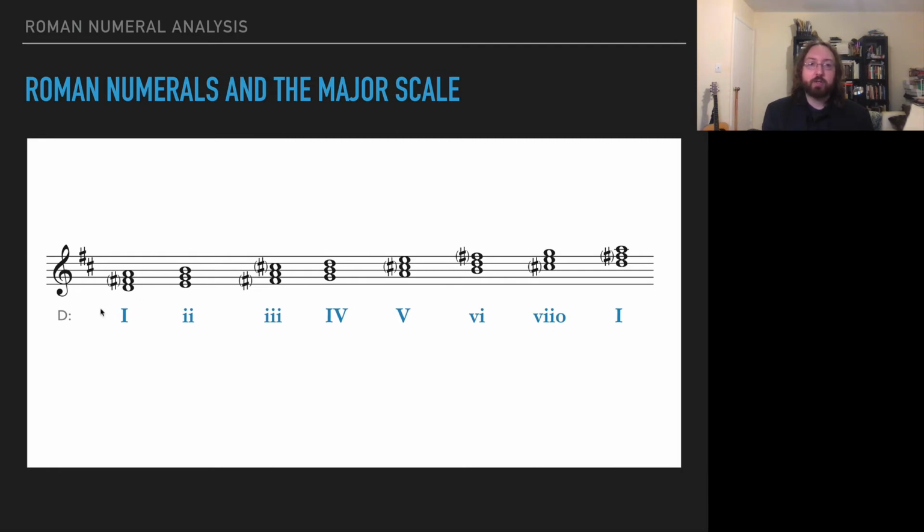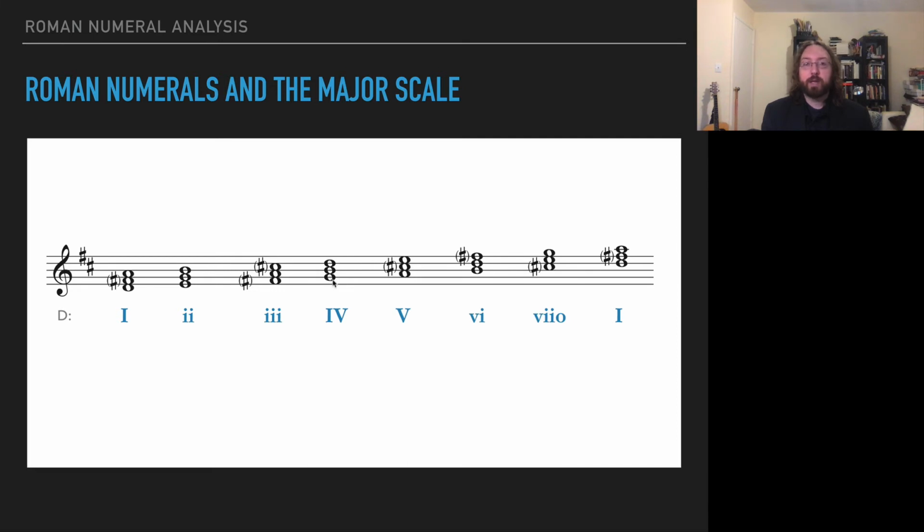Here we have our D major chord, and as we saw before, this would be represented by an uppercase Roman numeral 1. The chord that's built on the second scale degree is E minor, E, G, B. Therefore, we use a lowercase 2, and we use that 2 because, of course, it's built on the second scale degree. The chord built on the third scale degree gets a Roman numeral 3. It is a minor chord, F sharp, A, C sharp, and so we use lowercase.